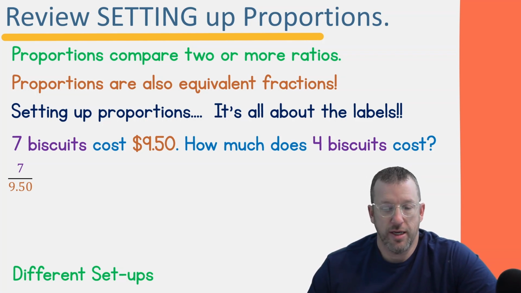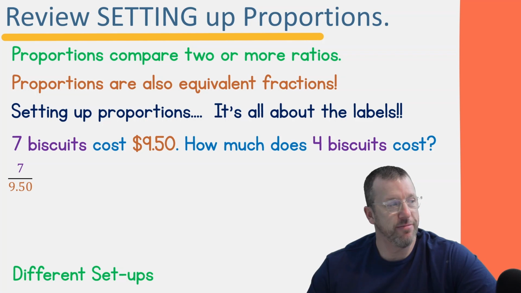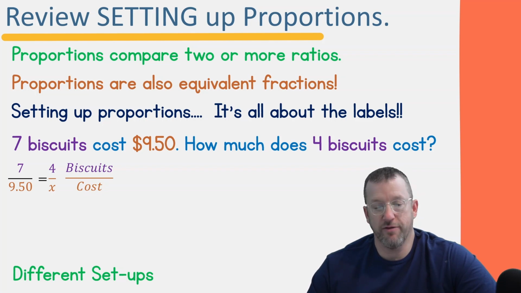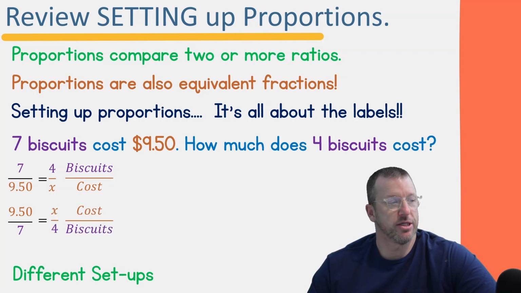All right, so here you see I've color-coded it. 7 biscuits is on the top, and on the bottom, I have the dollars, $9.50. So that's my initial ratio, 7 biscuits to $9.50. And what it equals is 4 biscuits to I don't know the cost. So it's all about the labels. In this one, everything biscuits is on top and everything cost related is on the bottom. I could also flip it over and put cost on the top and biscuits on the bottom.